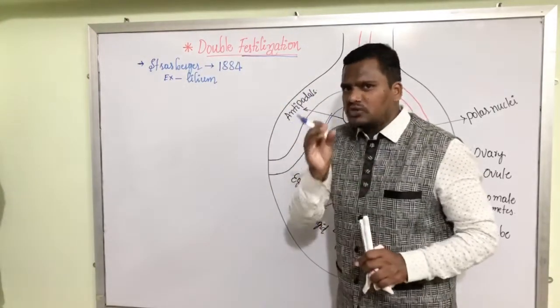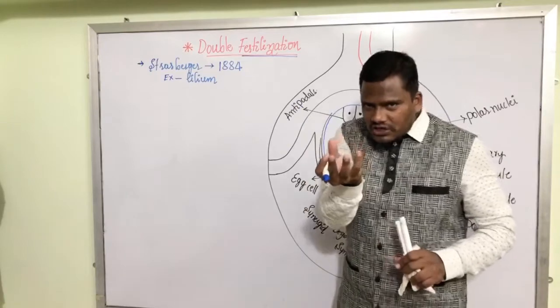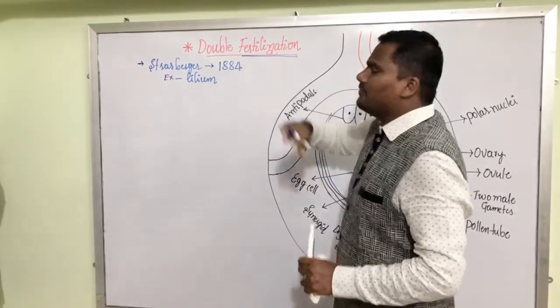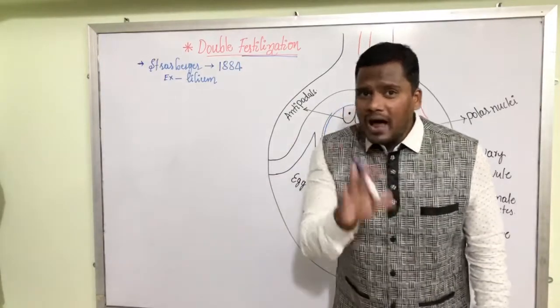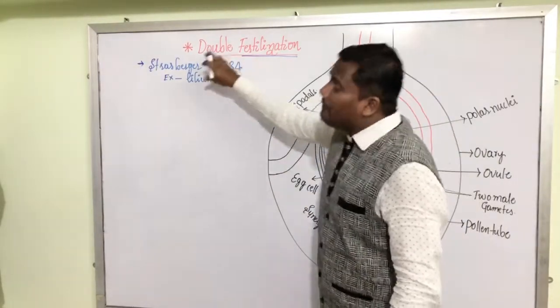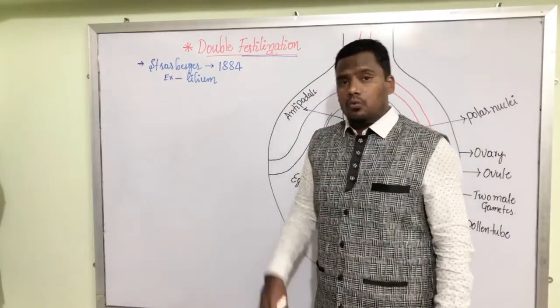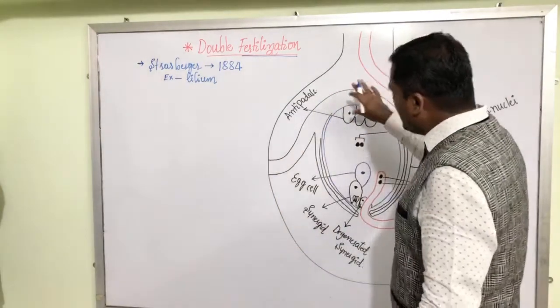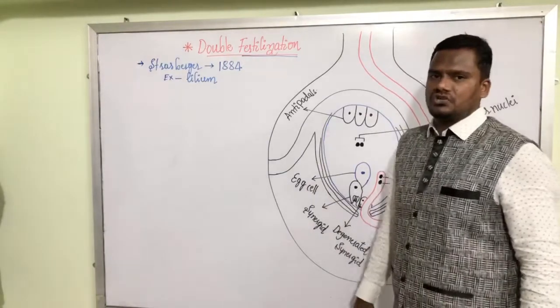The fusion of a sperm and egg results in the formation of a zygote. That is simply called fertilization. But in plants, it is called double fertilization. Why it is called double fertilization in plants, we'll understand by the end of our discussion.